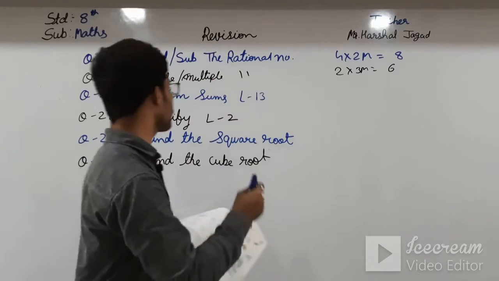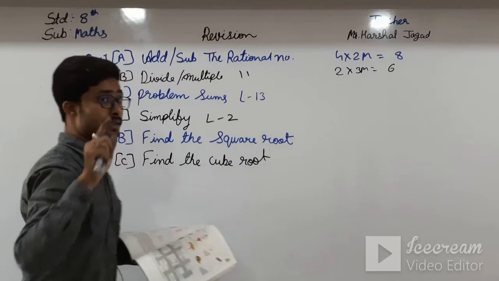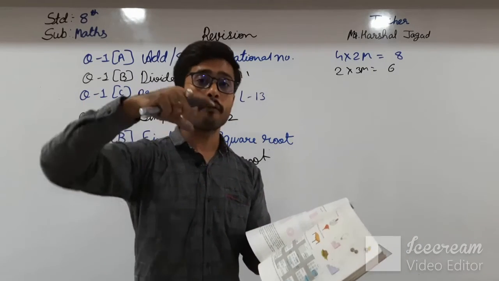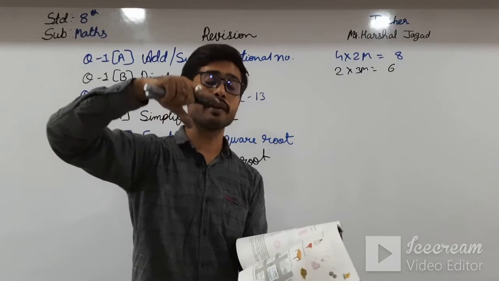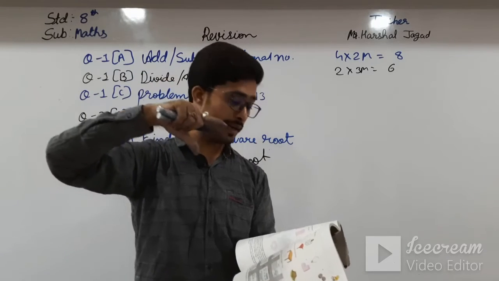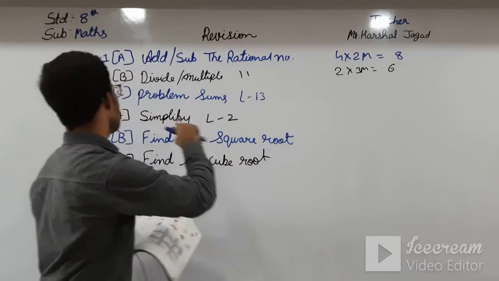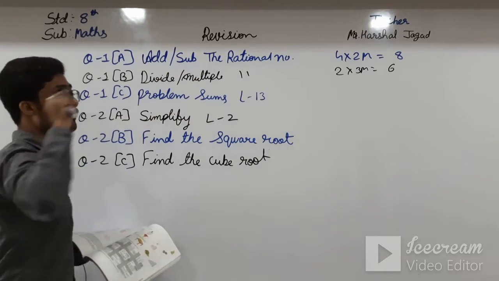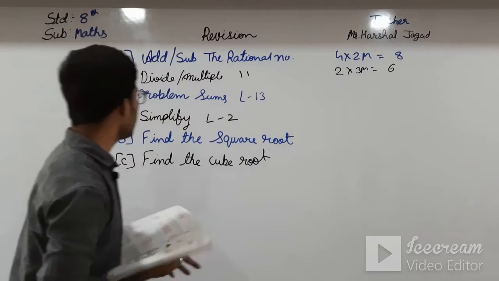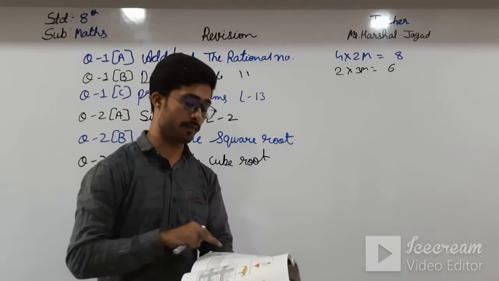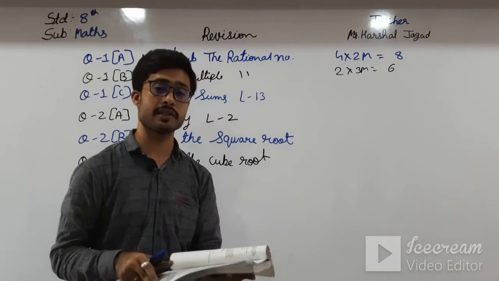So in the problem sum, what will be asked? In that, you are given a 3D or 2D figure. From that, you have to draw the figure from top, side and front view. That will be asked in question 1c, problem sum. And moving towards question 2a, simplify, that will be asked from chapter number 2. So I am just going to chapter number 2.